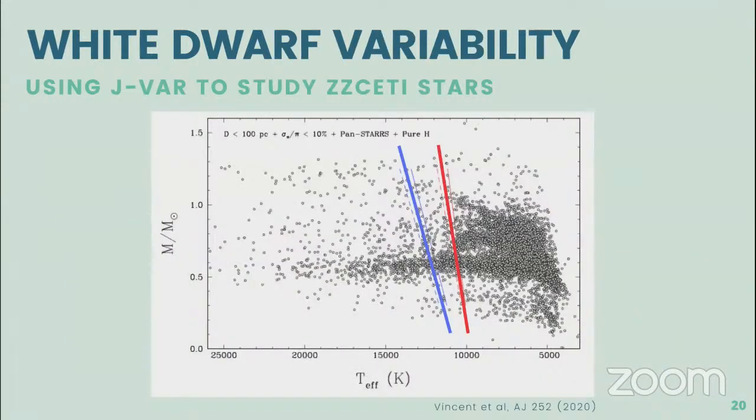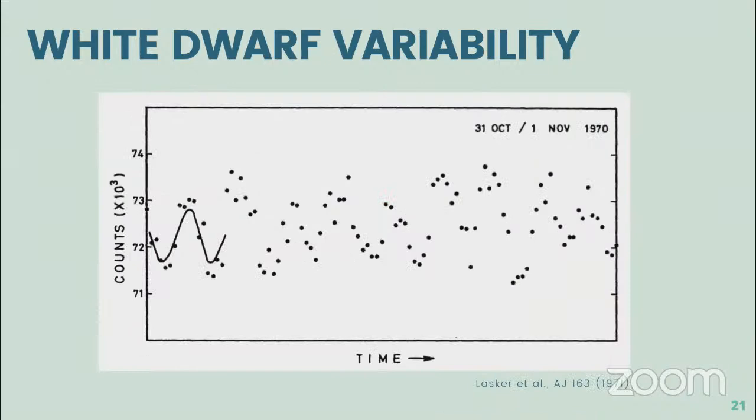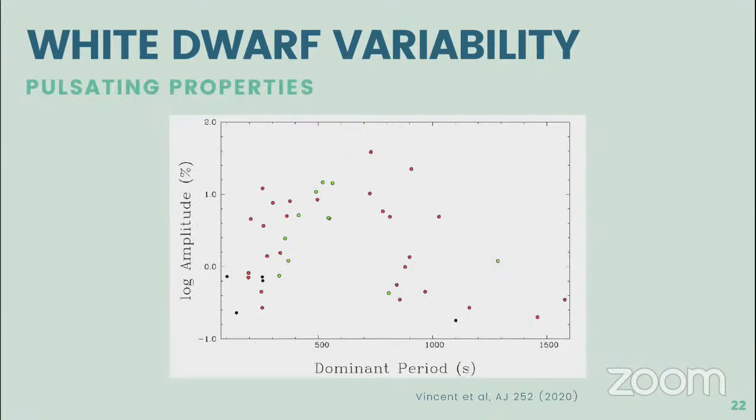Then the second part of the project was on white dwarf variability. So very briefly, DA white dwarfs are expected to pulse when they go through this region, which is the white dwarf instability strip. And these stars are called ZZ Ceti stars. The idea was to use J-PAS data to see if we could study this region. This would be a typical light curve of a ZZ Ceti star, and these are their pulsating properties.